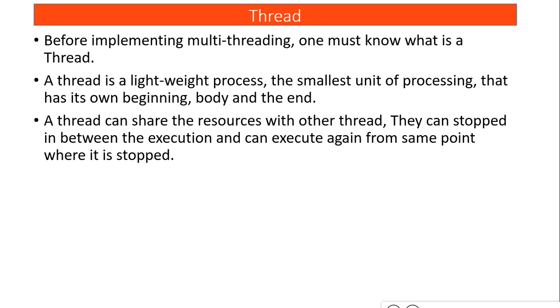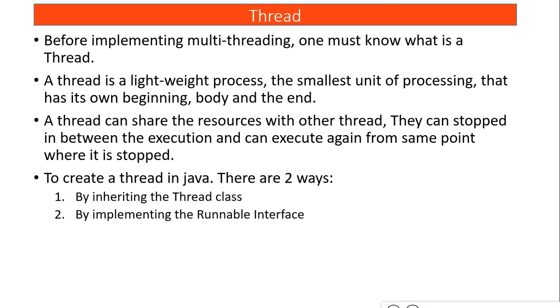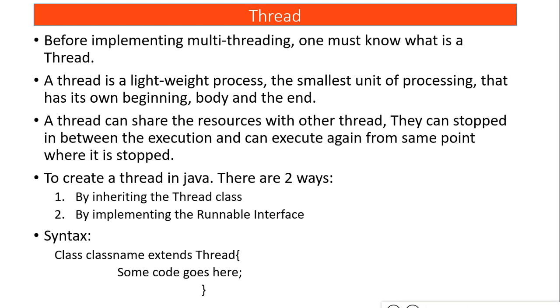If you have a single printer, it can be shared by thread 1 and thread 2 at the same time. Now, how to create a thread? You can create a thread in Java in two ways. Number one, by inheriting the Java Thread class, and number two, by implementing the Runnable interface. So Java provides you two ways to implement the multi-threading concept. One is to use the Thread class, and another is to use the Runnable interface.